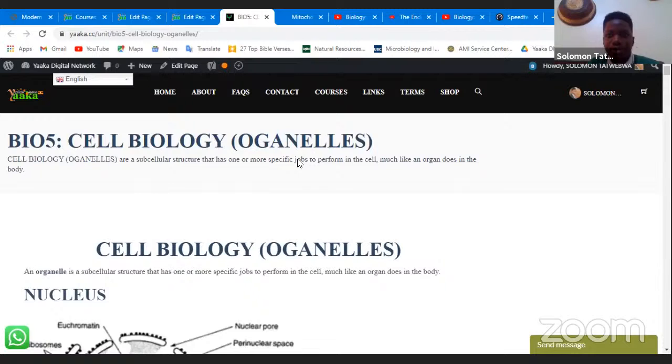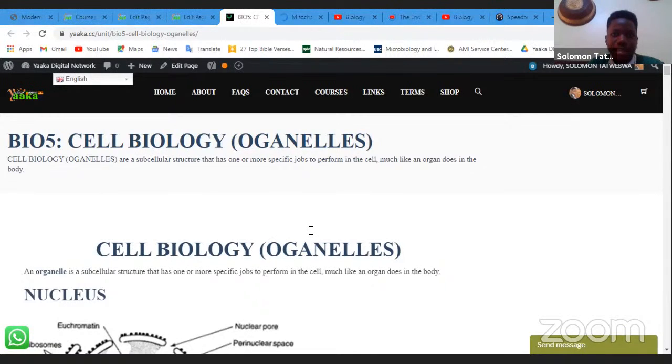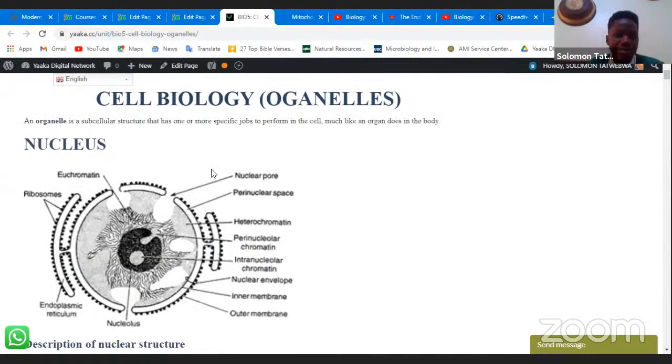So we're talking about the nucleus. Let's start looking at the nucleus and see what is special about it. So here is the structure of a nucleus. We have parts like the nuclear envelope.